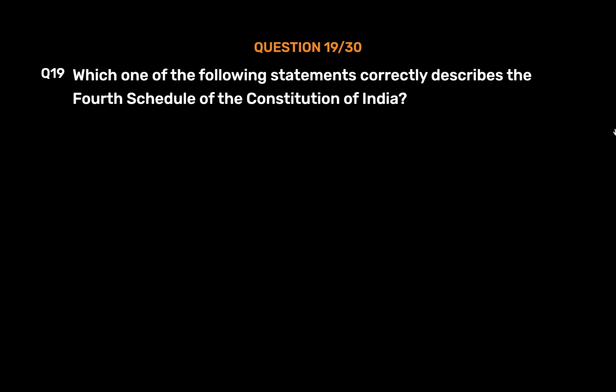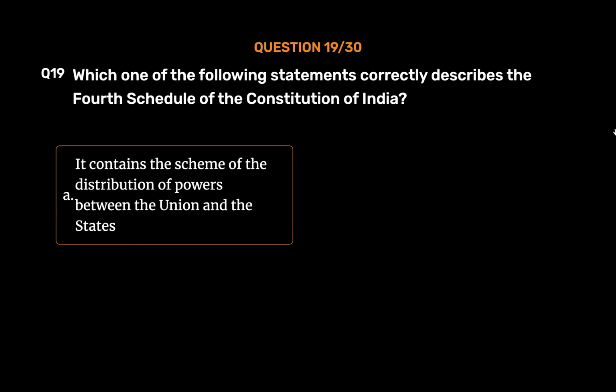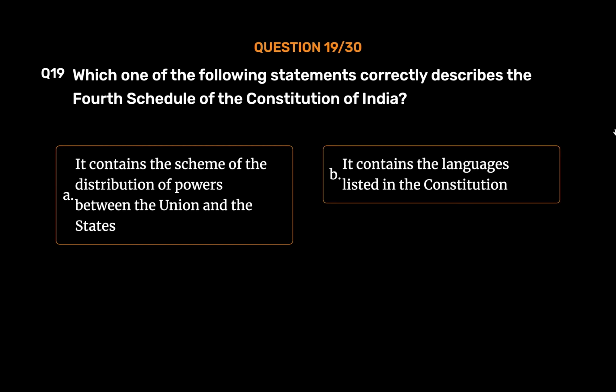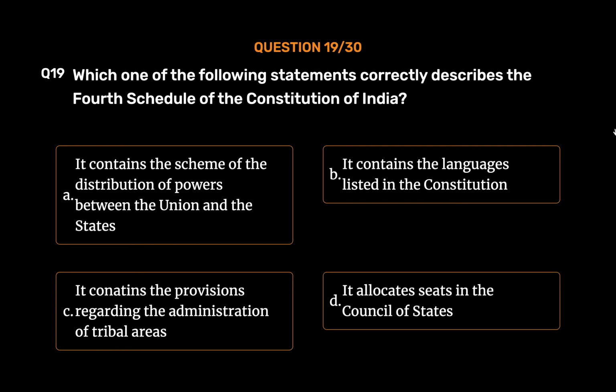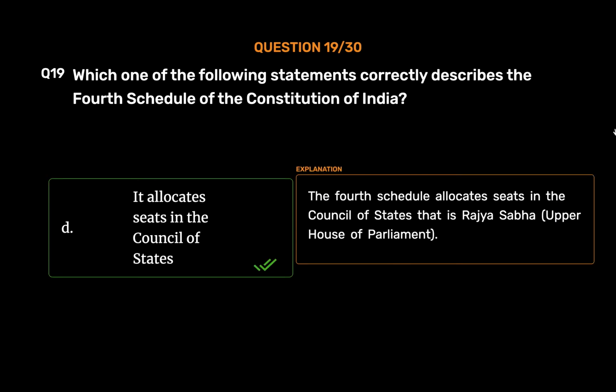Question number 19. Which one of the following statements correctly describes the fourth schedule of the Constitution of India? Option A. It contains the scheme of the distribution of powers between the Union and the states. Option B. It contains the languages listed in the Constitution. Option C. It contains the provisions regarding the administration of tribal areas. Option D. It allocates seats in the Council of States. The correct answer is Option D. It allocates seats in the Council of States. The fourth schedule allocates seats in the Council of States, that is Rajya Sabha, Upper House of Parliament.